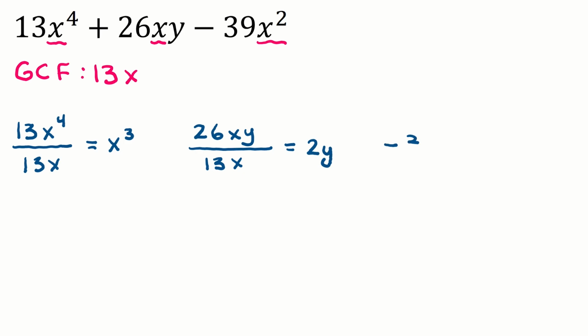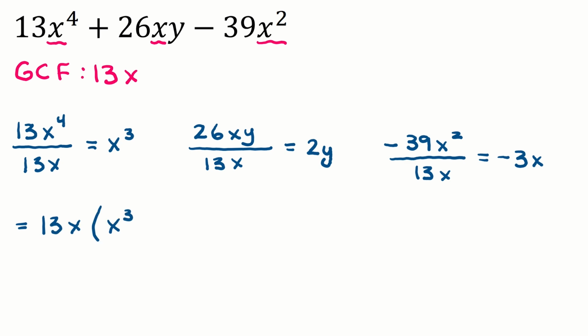And then we have negative 39x squared. That is being divided by 13x as well. Negative 39 divided by 13 is going to give you a negative 3. And then x squared divided by x will give you 1x left over. So that means when we go to pull out our 13x, what we get left with is x cubed from our first term, 2y from our second term, and negative 3x from our third term.